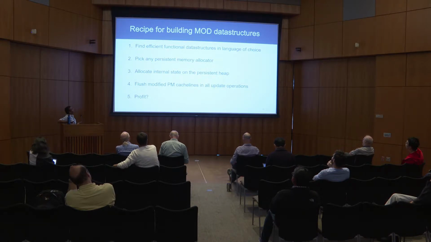You just find efficient functional implementations in the language of your choice. And I have found ones in C++, which I'll talk about in a bit. And there's also things in Java, Python, and a lot of other languages. You pick a persistent memory allocator, because remember, we want to allocate all of our internal nodes and all of our data in the persistent heap as opposed to the volatile stack. There are some other smaller things that you need to do, but a lot of it can be done in a procedural manner as opposed to thinking about each of these updates that you're doing.